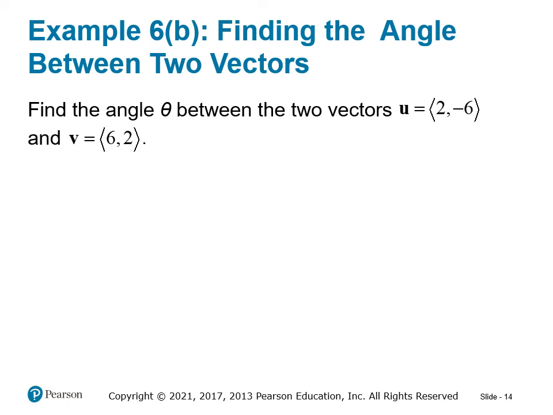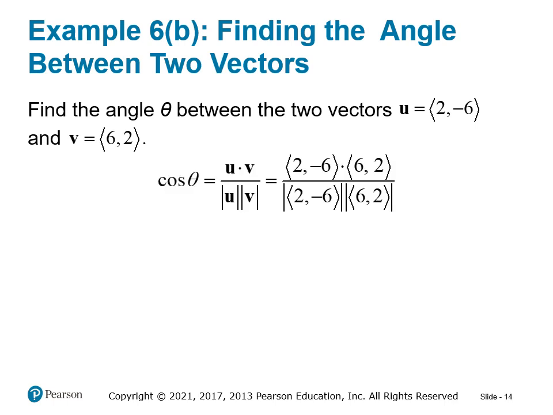Okay, so let's do one more of these. Again, I'm going to suggest you hit pause and then go ahead and solve this. So I'm going to move forward. We know that the cosine of theta is equal to the dot product of u times v over the magnitude of u times the magnitude of v.